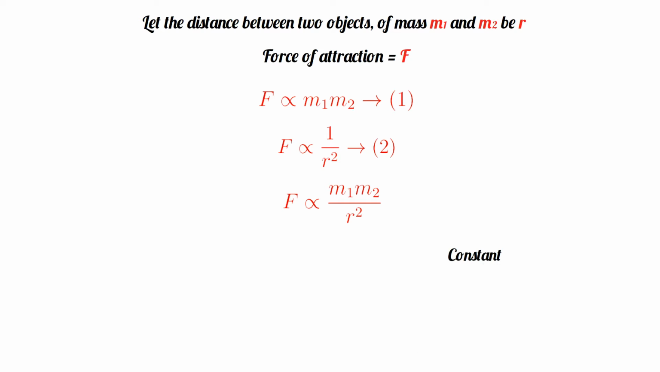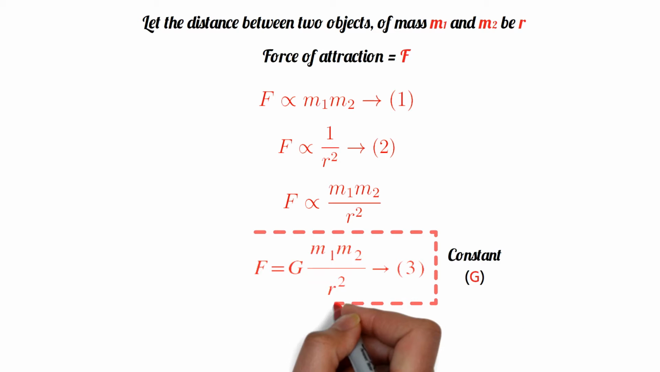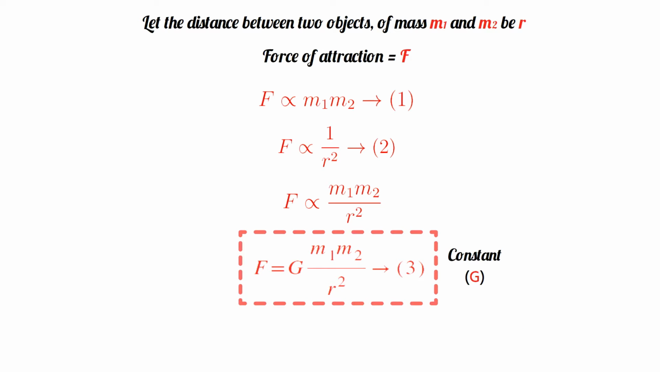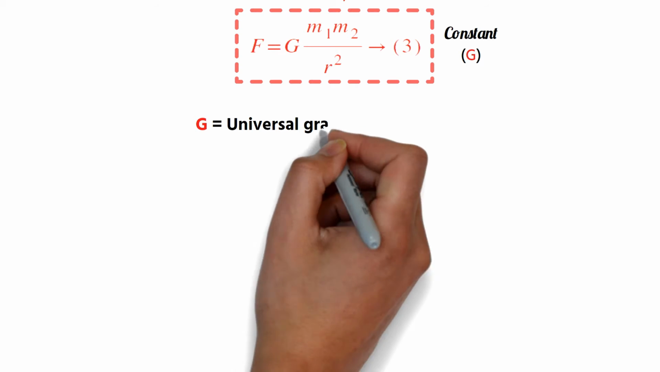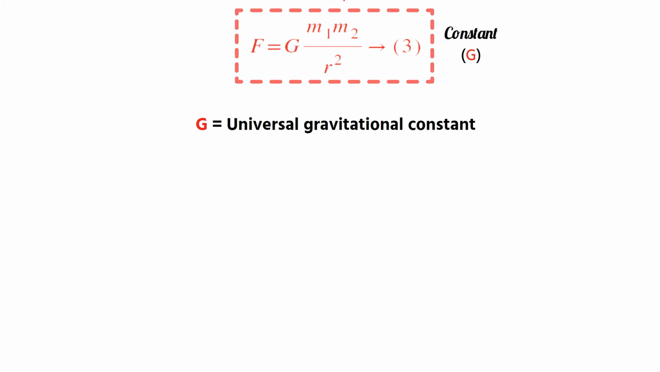Now we need a constant to replace the proportionality symbol and place an equal sign there. This constant is taken here as G, so the formula is written as F equals G m1 m2 divided by r squared. This is the formula for the gravitational attraction between two objects in this universe. Here G is known as the universal gravitational constant.